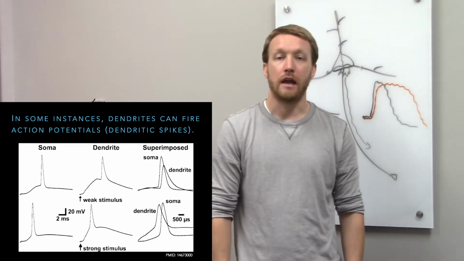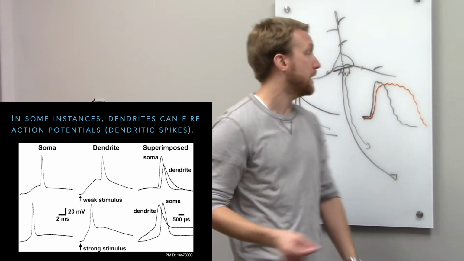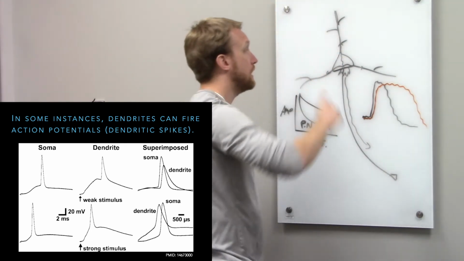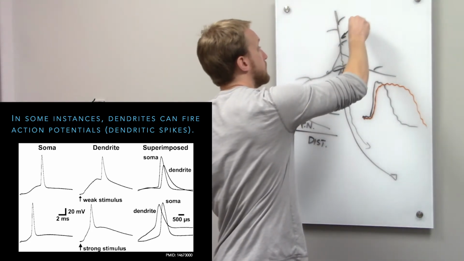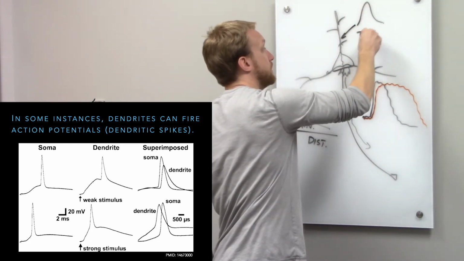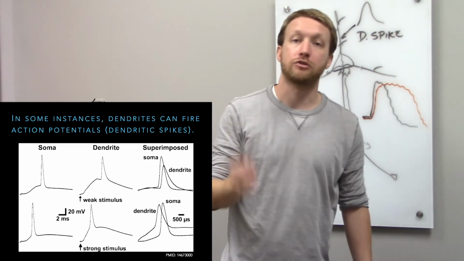Now, dendrites are able to initiate action potentials. So it's not just the case that action potentials have to back propagate. We can actually stimulate action potentials out here in the dendrites, and we call these a dendritic spike. It just requires very strong input.